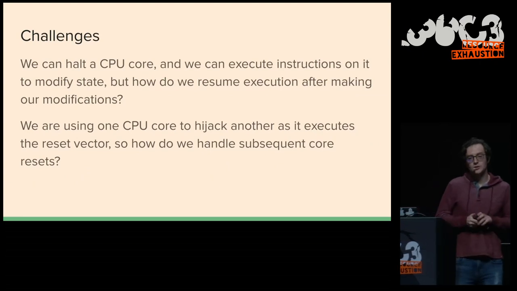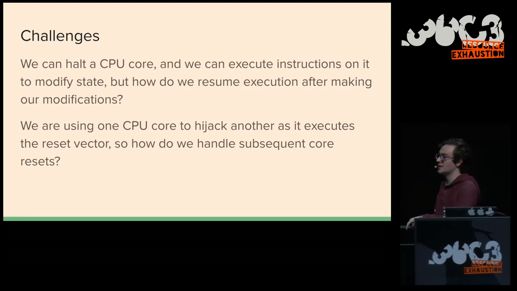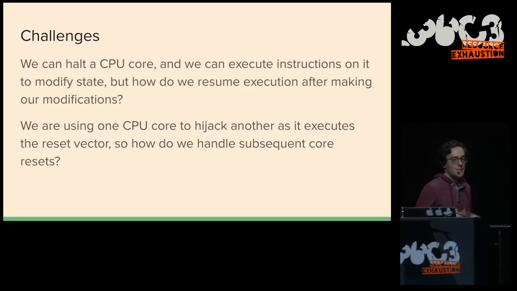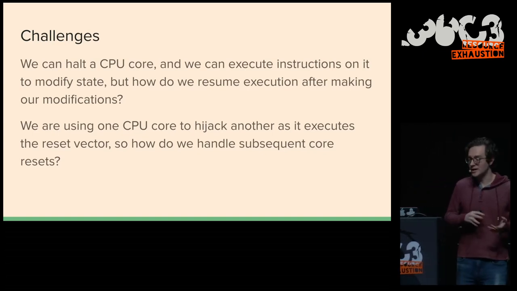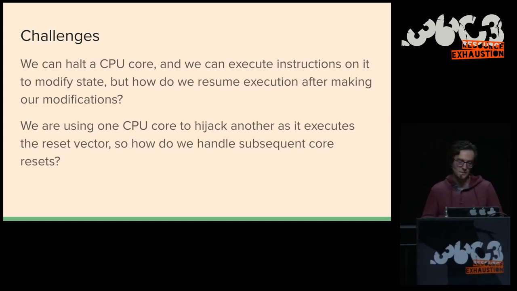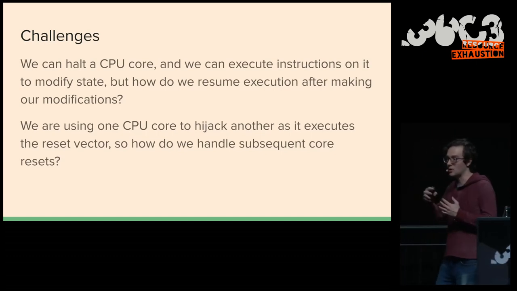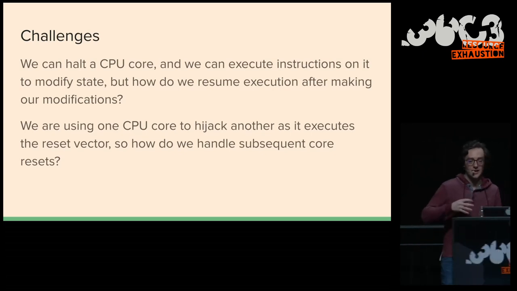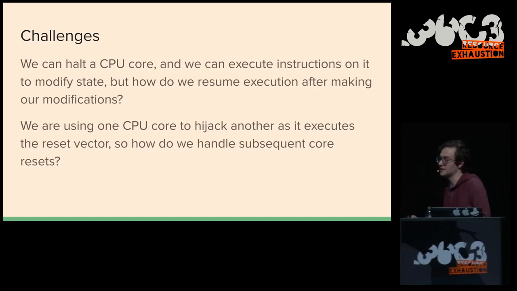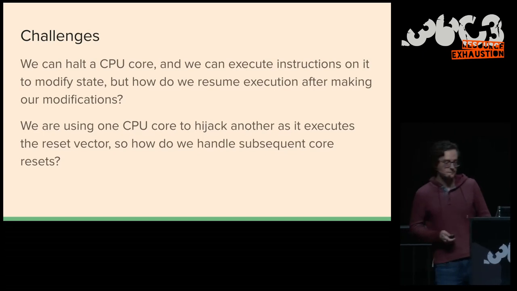Furthermore, there's another somewhat more subtle issue, which is that we're using one CPU to hijack another CPU as it resets. But CPU resets happen all the time. Anytime a CPU core is idle for a couple of seconds, it'll eventually just do a reset as it powers down and powers back up again. So we're going to have to do this KTRR hijack. We're going to need to modify the execution of the reset vector and skip the KTRR initialization every single time that a CPU core resets, unless we can find some way to disable the core from resetting.